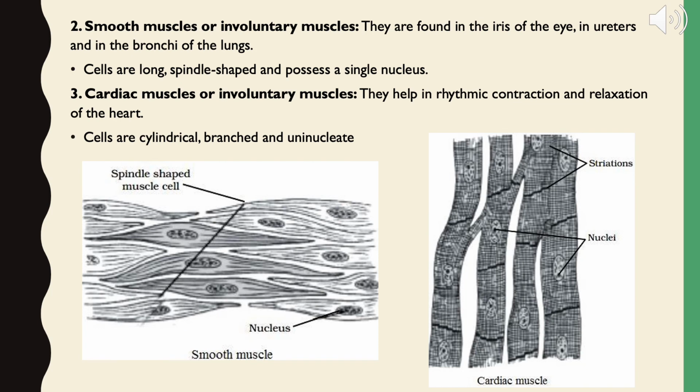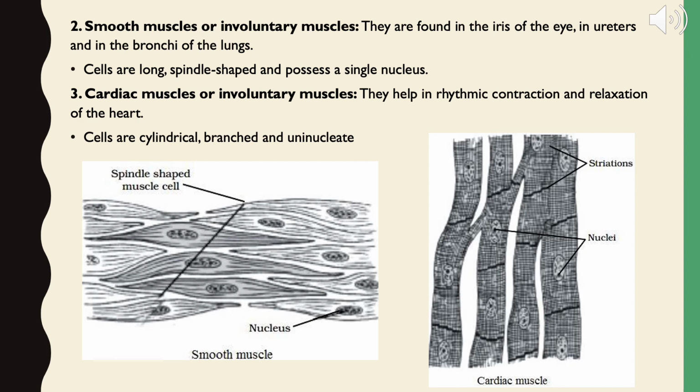Now, coming to the next muscle, that is smooth muscle. Another name for it is involuntary muscles or unstriated muscles. They are found in the iris of the eye, in the ureter, and in the bronchi of the lungs. They are long and spindle shaped, unbranched, and uninucleated, and no stripes are present in it. And the most important thing is they are involuntary, meaning we can't move them according to our will.